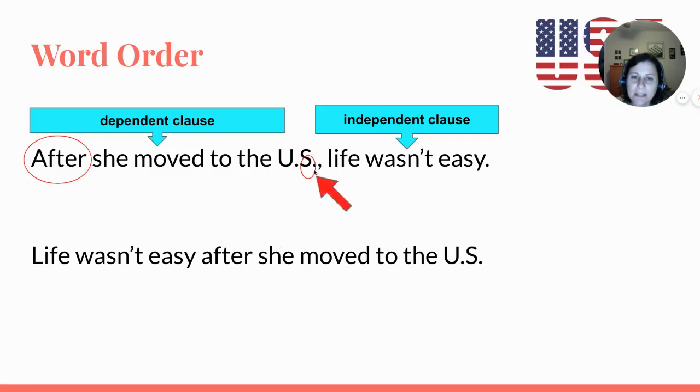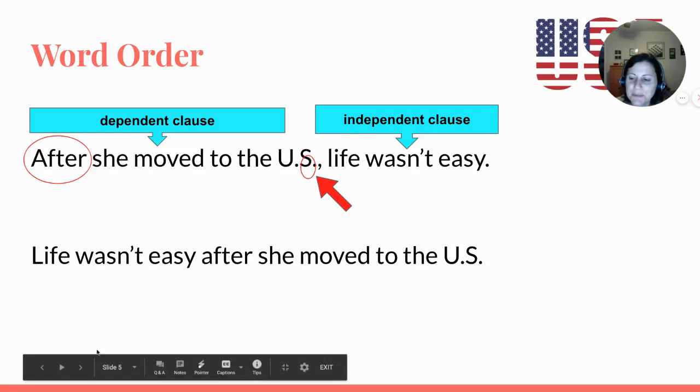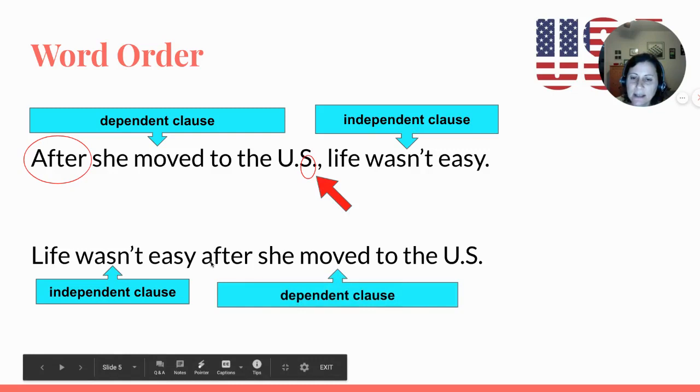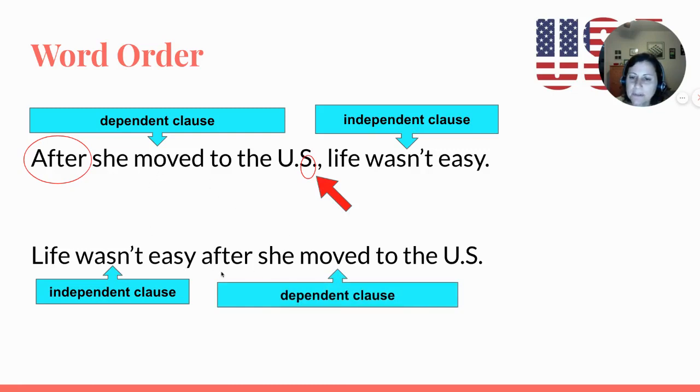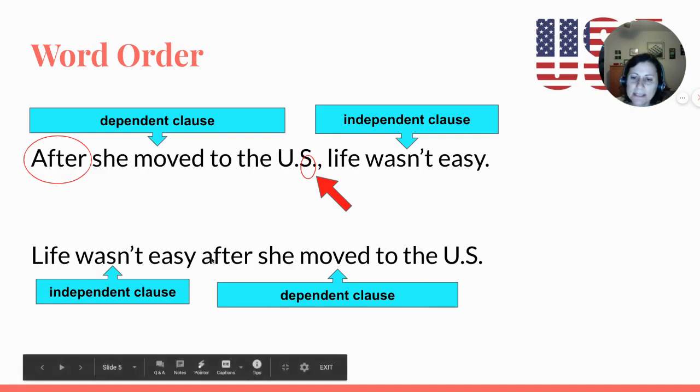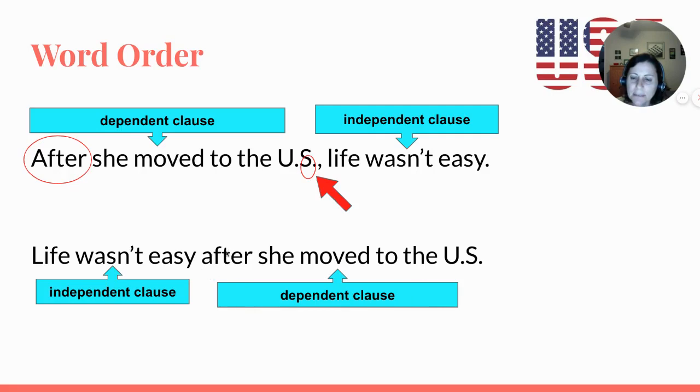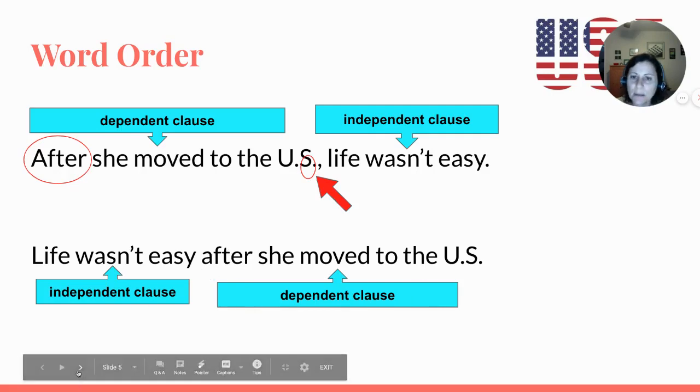And this is the comma right here. Sorry, this circle should be over a little. What you can do with these types of clauses is you can bring the independent clause at the beginning, life wasn't easy, and then have your dependent clause come after. Life wasn't easy after she moved to the US. So you can kind of switch the clauses. And they're both correct. It just depends how you want your text to flow. If you have the dependent clause come second, the subordinating conjunction goes in the middle and there's no punctuation, no comma.